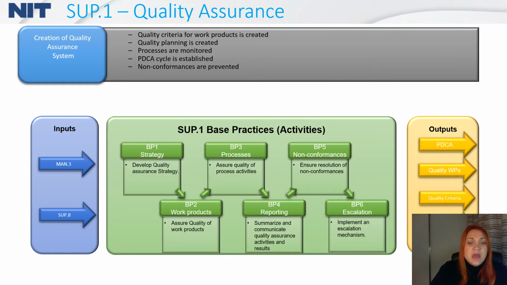The outputs of the quality assurance process are PDCA, quality work products, quality criteria, review records, and the quality strategy. And how can we create a quality assurance system? First of all, quality criteria for work products are created, then quality planning is created, then processes are monitored, the PDCA cycle is established, and non-conformances are prevented.